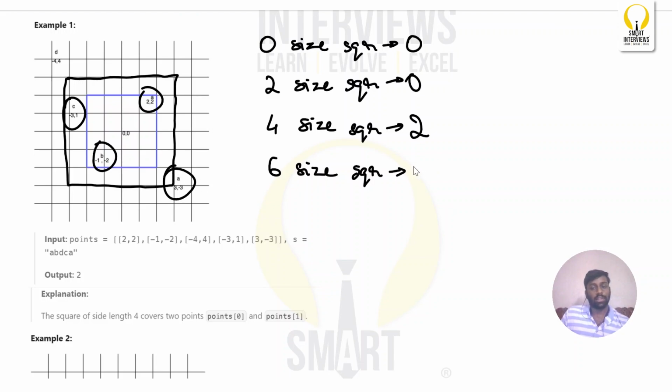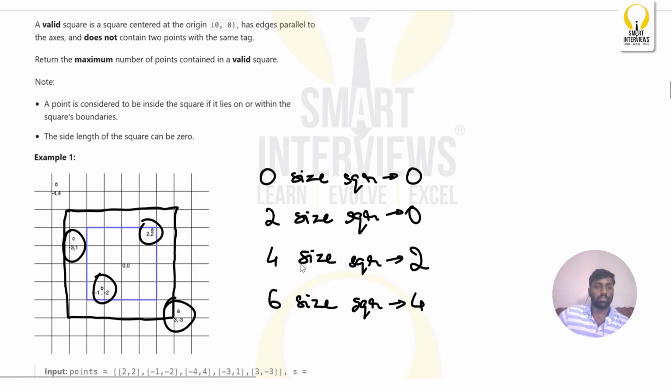So there are 4 points, but if you try to recollect the question, it said that a valid square is a square centered at origin. Now here the 6 sized square is centered at the origin, has edges parallel to the axis. This has edges parallel to the axis. If it wasn't parallel to the axis, you could have gotten this as well as a square. But since he has told the edges parallel to the axis, we have been considering that, and does not contain 2 points with the same tag.